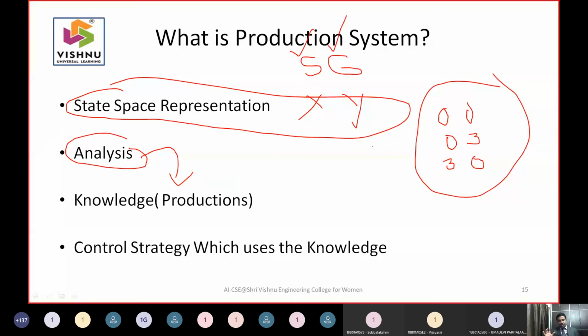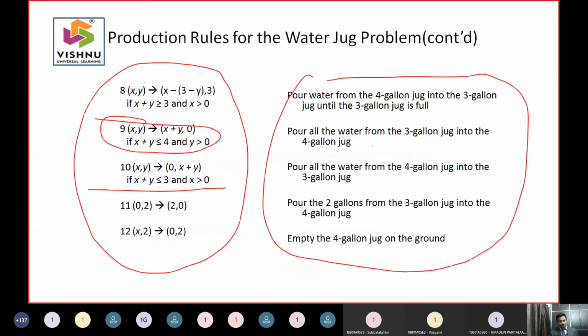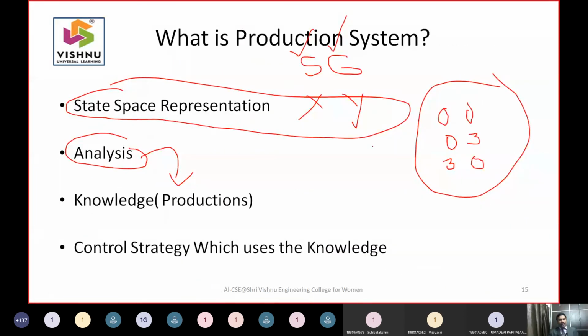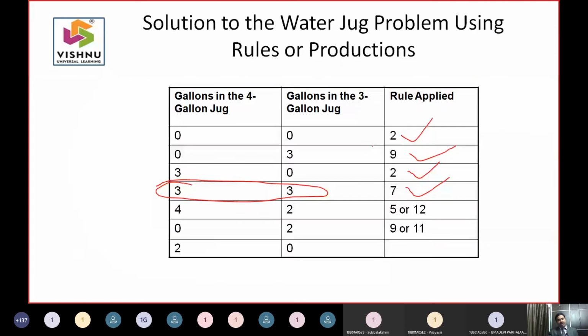You have to represent the problem in terms of state space. State space is where your algorithm will operate. And you need to go for analysis to find solutions. This analysis part will be done to find out what type of operators you have to develop. These are the operators or productions that you have developed, and then the knowledge was created. Here, 12 different rules are there. This is the amount of knowledge that you have created.